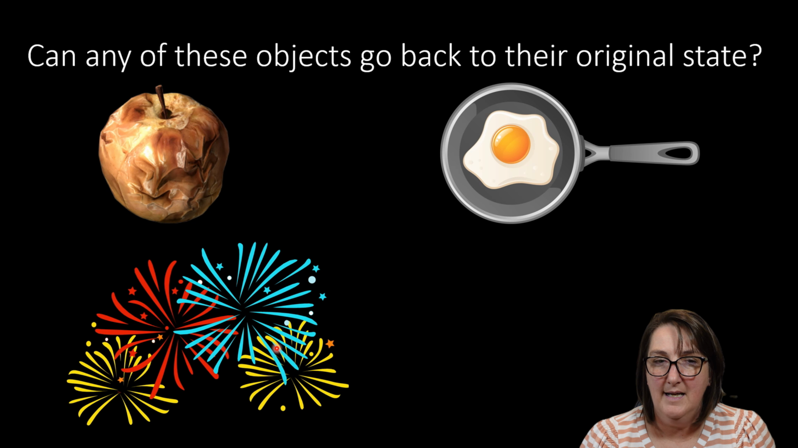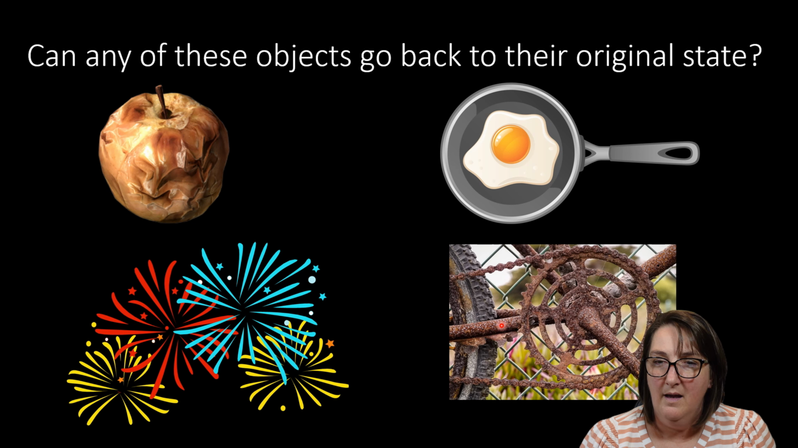Fireworks. Can I get these to go back? It'd be nice, wouldn't it, if I could put these back in a container and reshoot them off. And then a bike. Here I've got a rusted bike. Can I get this to go back to its original state? Rust just starts actually breaking down the iron, and things that can get rusty can start to fall apart because the molecules are being pulled apart.